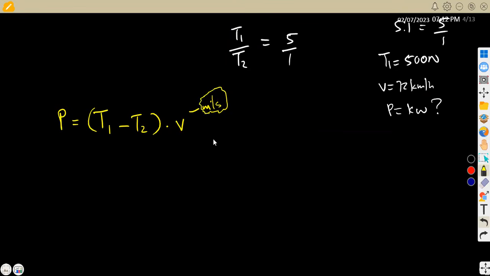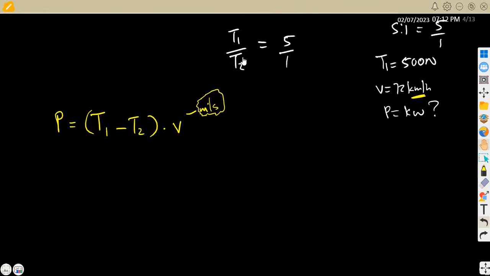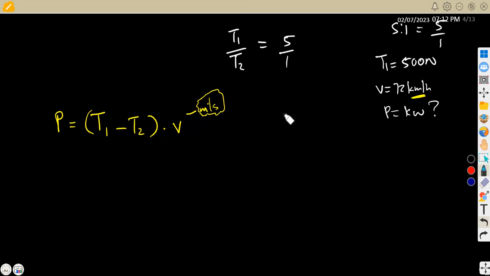So you are supposed to convert the kilometers per hour to meters per second. And also to calculate T2, because as you can see, we are just given T1. So let's find T2 first, then we change the velocity. From the ratio we are given, T1 over T2 is equivalent to 5/1. And we have T1 here, which is 500. So 500 over T2 is equivalent to 5/1. Cross multiply here: 500 is equal to 5 times T2, which is 5 T2.